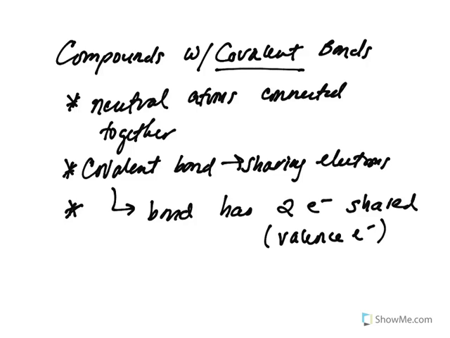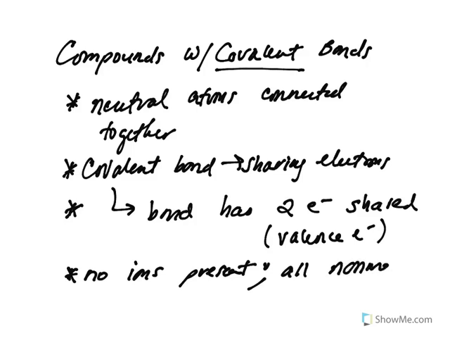So in this case, we have to remember that there are no ions present. And these compounds with covalent bonds are composed entirely of non-metal atoms. So that's one really good way to distinguish between compounds with covalent bonds and ionic bonds. If you see a metal, you know it's ionic. So let's look at some examples of compounds with covalent bonds.